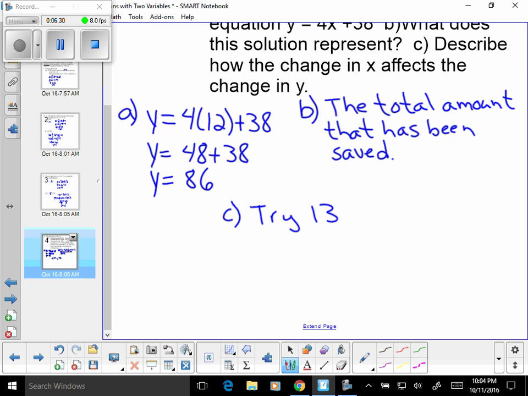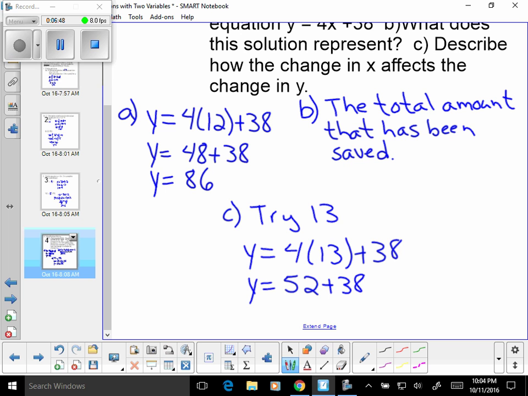How will changing x by 1, increasing it by 1, change my y? So I substitute into my equation 4 times 13 plus 38. And 4 times 13 is 52 plus 38. So y is going to equal 90. Now, we increased x by 1, and look what happened to y. Here, it's 86. Here, it's 90. That's an increase of 4.